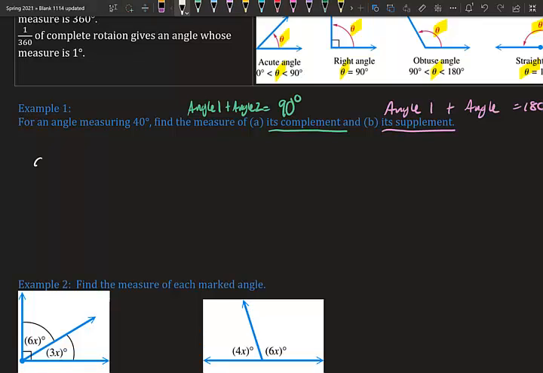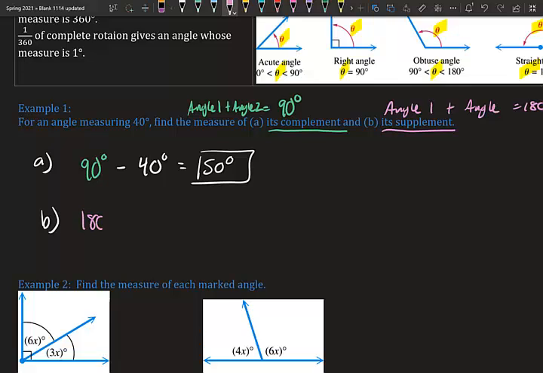So for part A, to find the complement, we would just do 90 degrees minus 40 degrees, and we get 50 degrees. So the complement to this angle is 50 degrees. For B, the supplement to this angle, we would just subtract from 180. So we have 180 degrees minus 40 degrees, and we get 140 degrees. So the supplement to this angle is 140 degrees. Don't forget the little degree symbol. That's really super important. Don't forget it.